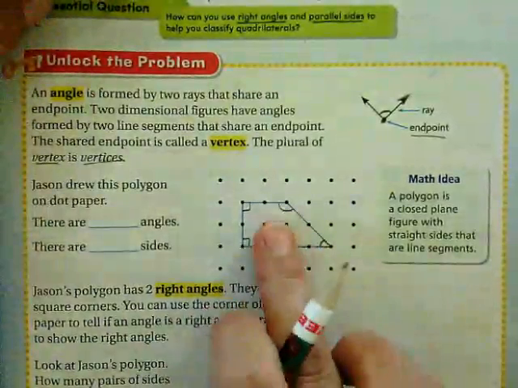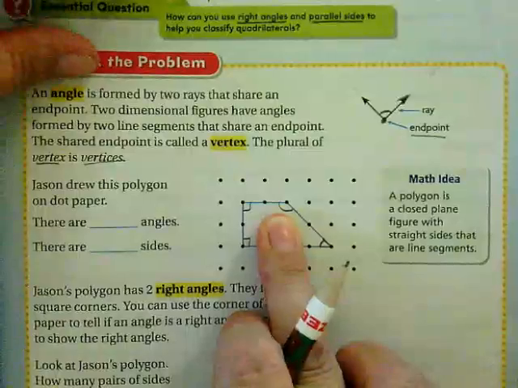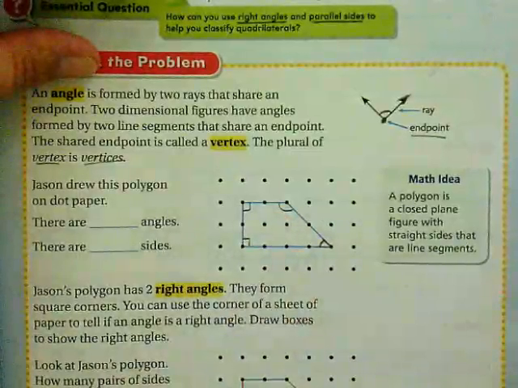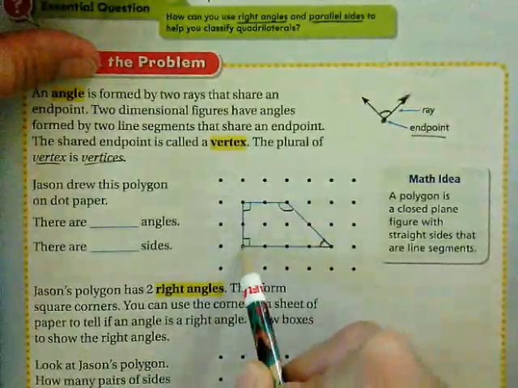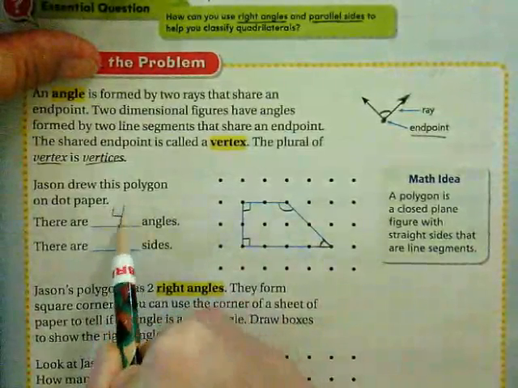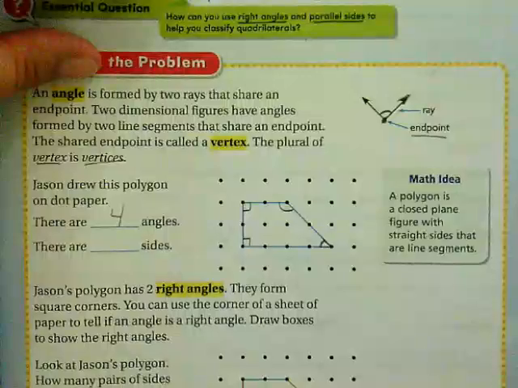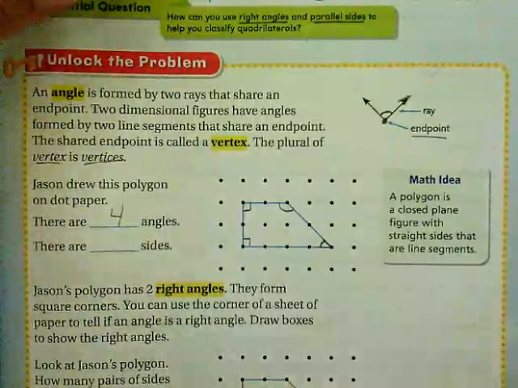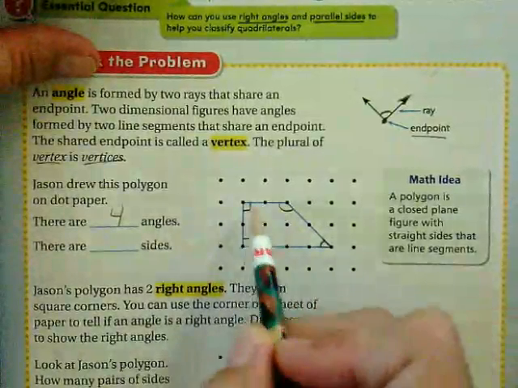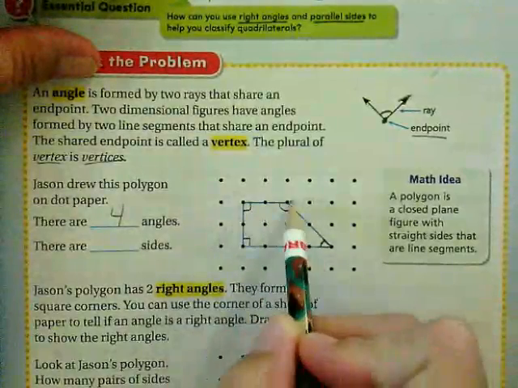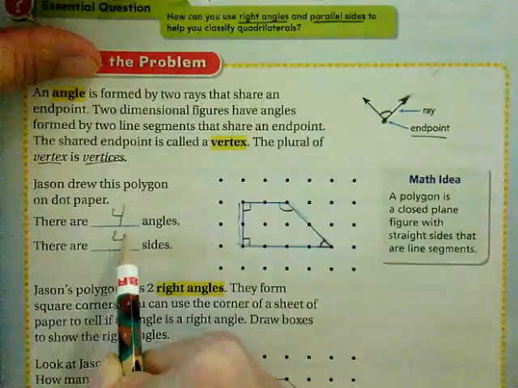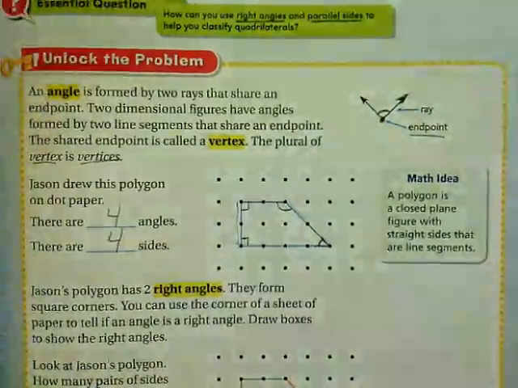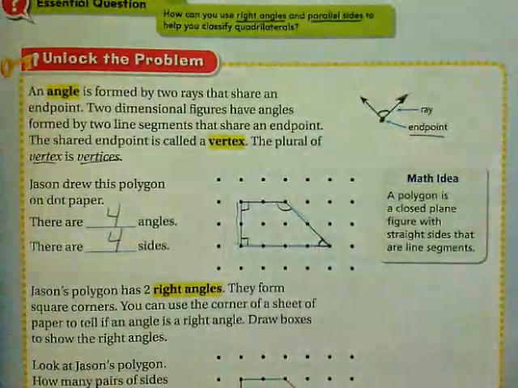So when I look at this quadrilateral polygon, how many angles do you have? Well, I have 4 vertices, so I'm going to have 4 angles. How many sides do I have? Well, it's a quadrilateral. There's 1, 2, 3, 4 sides. Okay? So this is how we're going to start classifying our quadrilaterals.